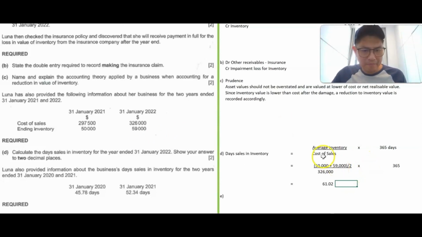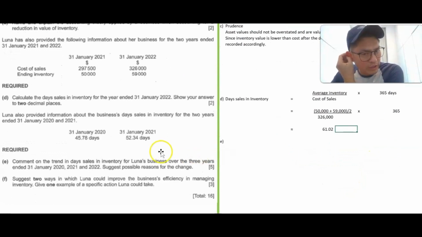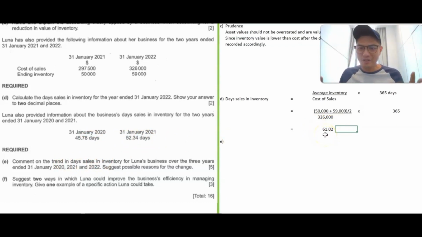Okay. Now let's look at the next question. The question tells us that the days sales in inventory for 2020 and 2021 is 45 days and 52 days respectively, and they've asked us to comment on the trend over the 3 years. So 45, 52, and the latest one is 61. So you see that the days are getting higher, right? Your inventory balance used to support only 45 days of sales, then 1 year later 52 days, and now it supports 61.